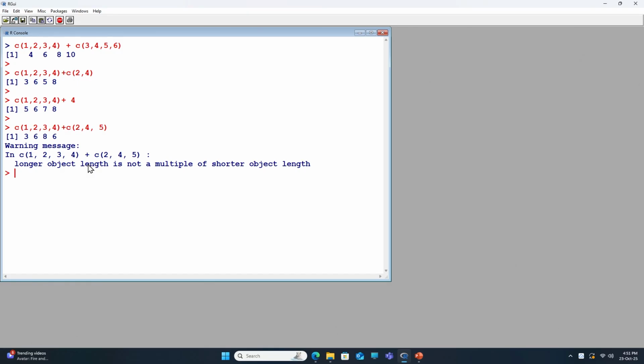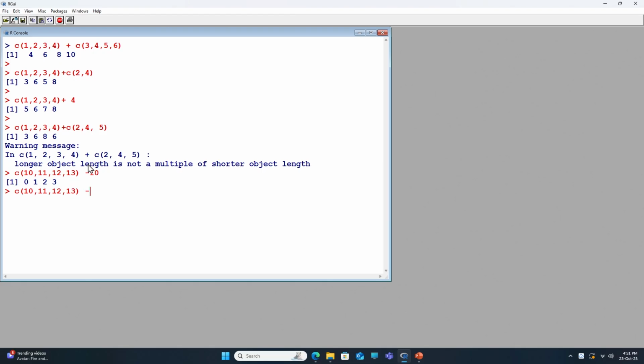And the same thing you can do with subtraction also, say c(10, 11, 12, 13), and if you try to subtract 10 from it, you can see that 10 minus 10, 11 minus 10, 12 minus 10, 13 minus 10 has happened.